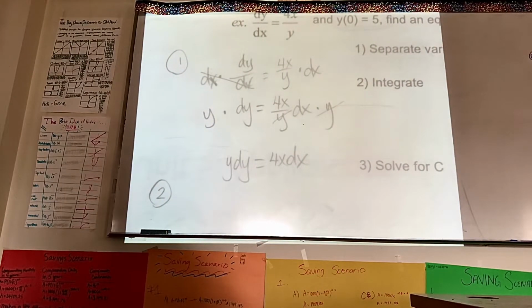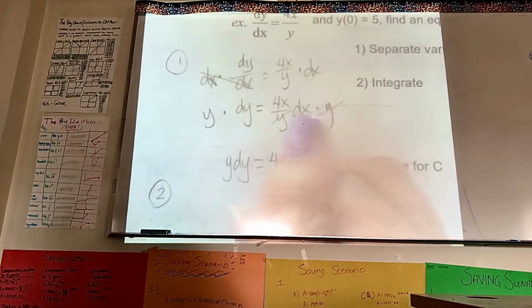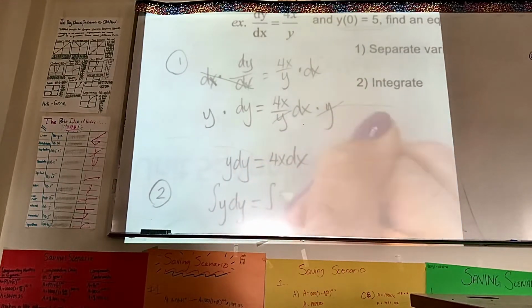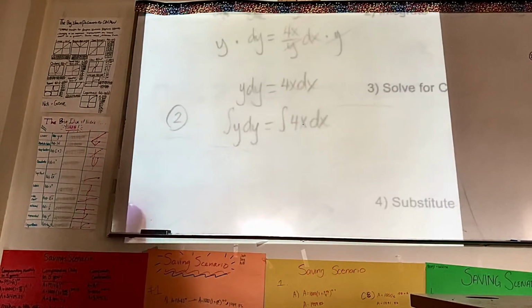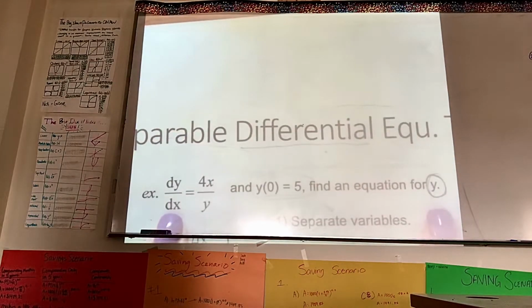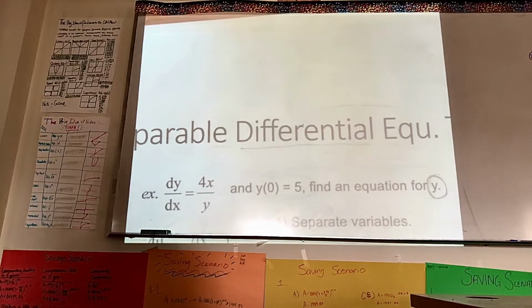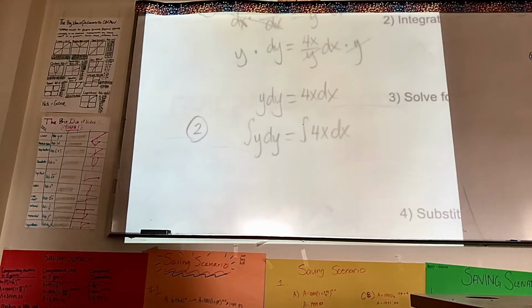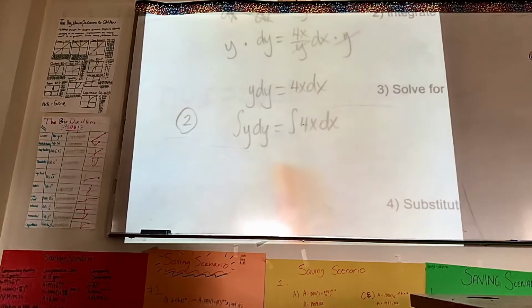Okay, now let's integrate. So step 2 is integrate. So I'm just going to rewrite it with the integral sign in front of both sides, just to show that this is me integrating. Why are we integrating? Because of the way the problem is being asked. It says, here's the derivative of y. What's y? So to get from the derivative of y to y, you integrate. So this is like the point of the problem. You just needed to separate the variables to get it.